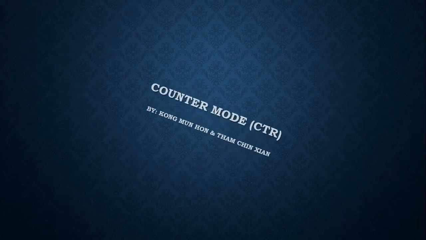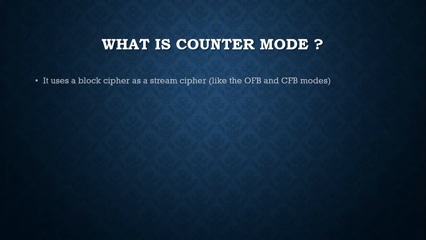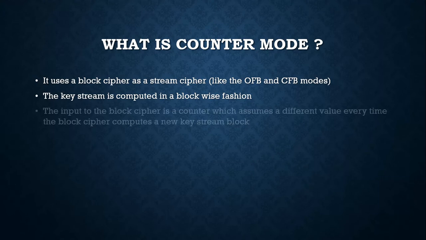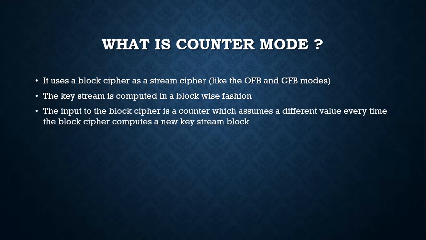Counter mode, CTR. What is counter mode? It uses a block cipher as a stream cipher, like the OFB and CFB modes. The key stream is computed in a blockwise fashion. The input to the block cipher is a counter which assumes a different value every time the block cipher computes a new key stream block.